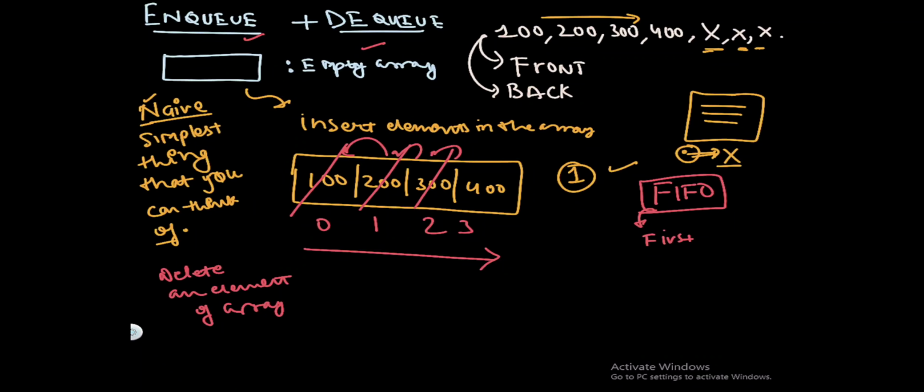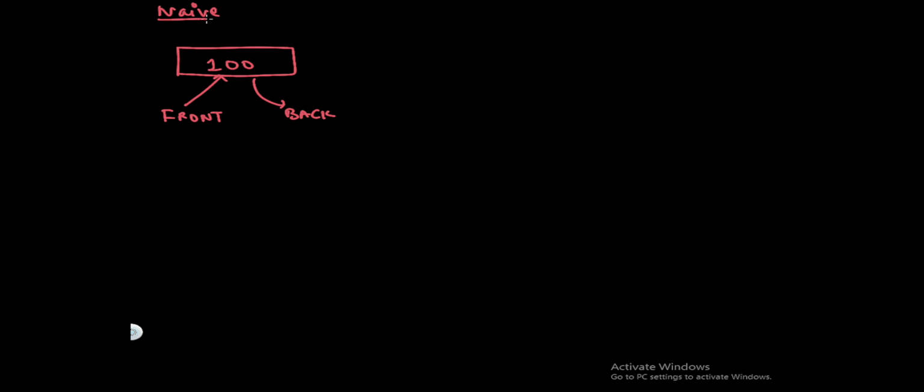Let us try to understand this more clearly. See, I initially had the array empty. When I inserted 100, this element became my front element as well as my back element, right? I am using the naive one only, so do not get confused and try to think about what I am doing here. Okay, done. Then I inserted 200. So this is 100. This is 200.